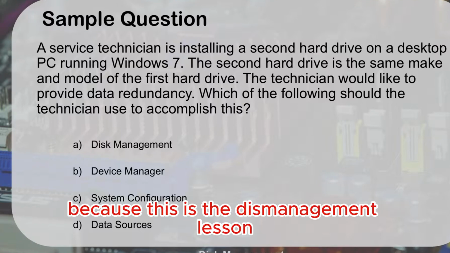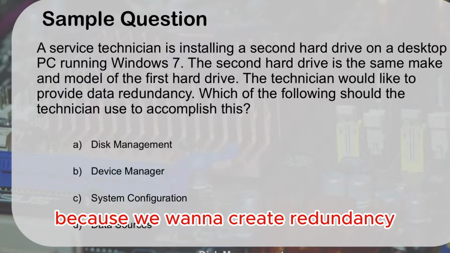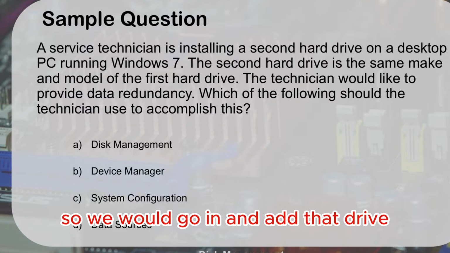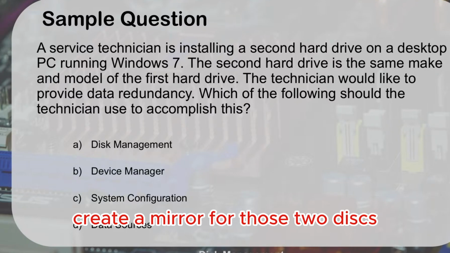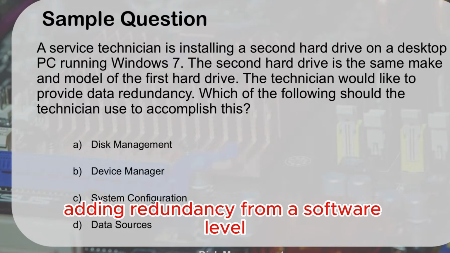Yeah, A, because this is the disk management lesson, it is disk management, right? But what we're going to do here, because we want to create redundancy, we would want to do a mirror, right? So we would go in and add that drive, create a mirror for those 2 disks, and that would create us a RAID 1. That would give us mirroring capability, adding redundancy from a software level.